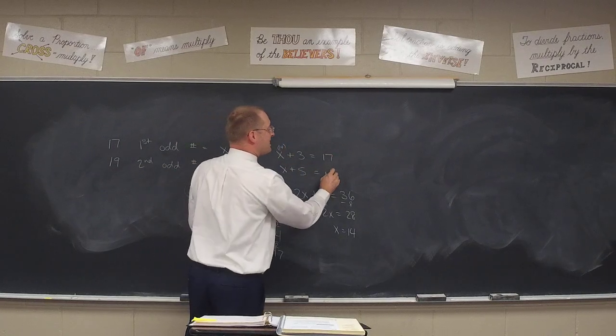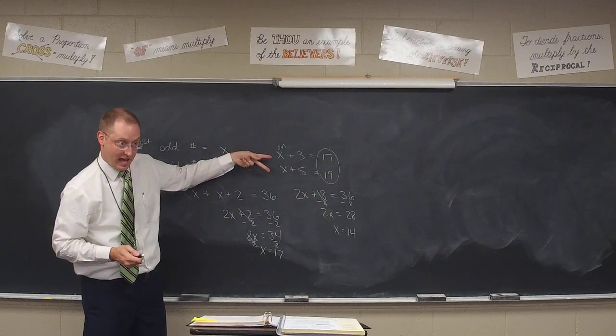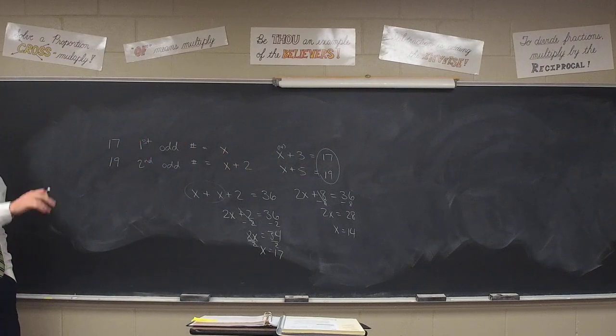And then 14 plus 5 is 19. So your way works because they're still 2 apart. Do you see that? These are 2 apart, these are 2 apart, this way's just easier. Now, but not wrong at all to do it the way you did it.